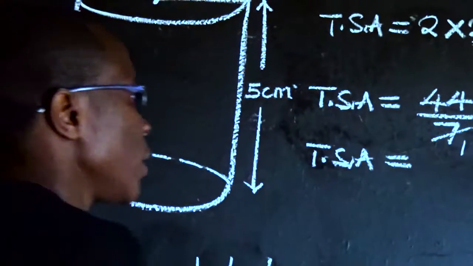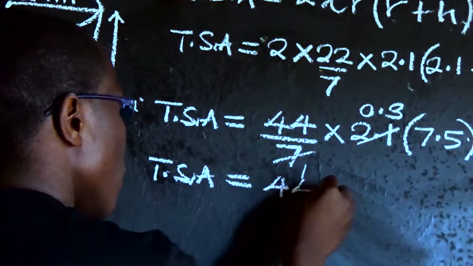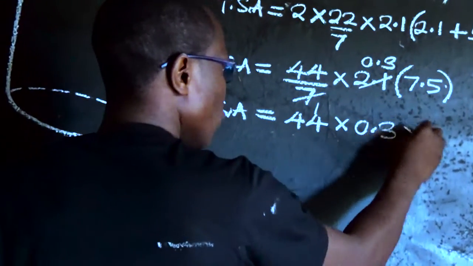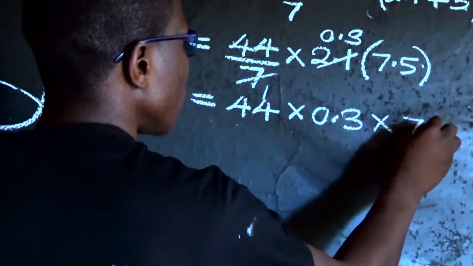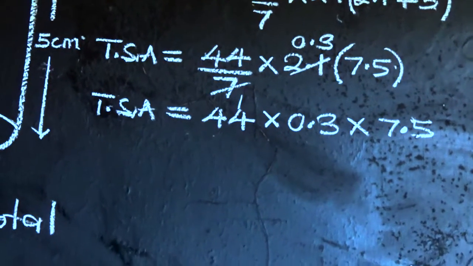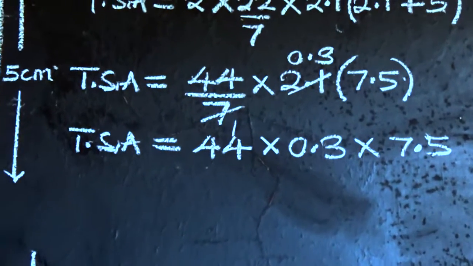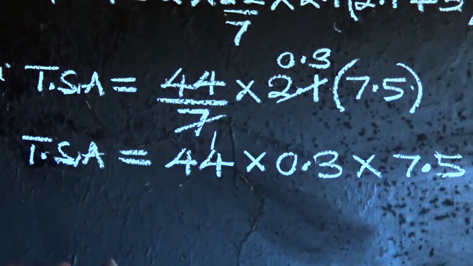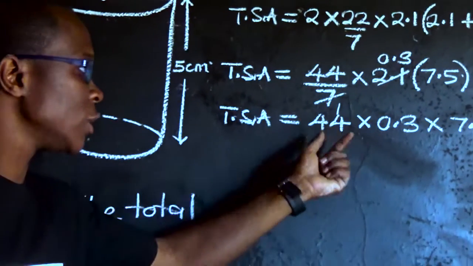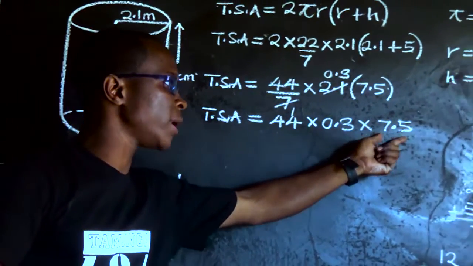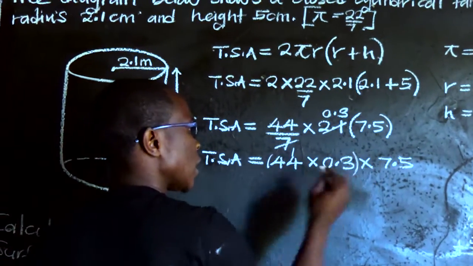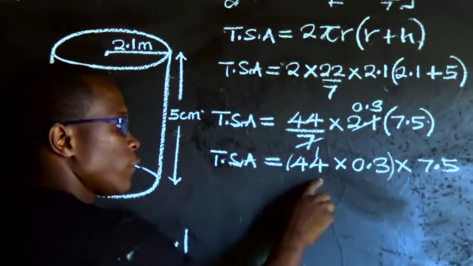Very good. So we have 44 multiplied by 0.3 multiplied by 7.5. Are we moving together, people? In this case, since you are not allowed to use calculators during your exams, you find ways and means of multiplying this. This one is a whole number, this one is a decimal number. Remember what I said, first we are going to multiply this by this. 44 times 0.3.